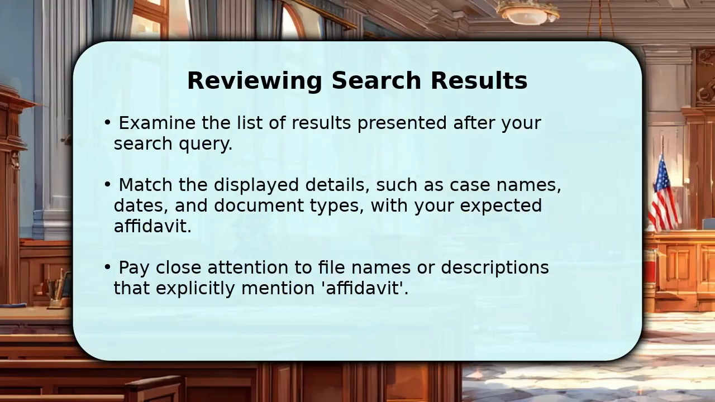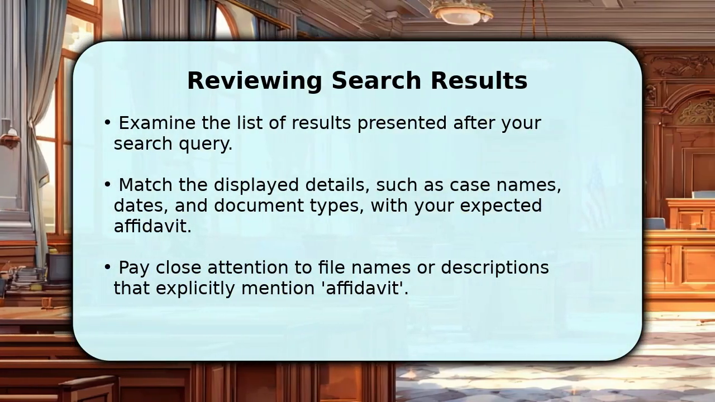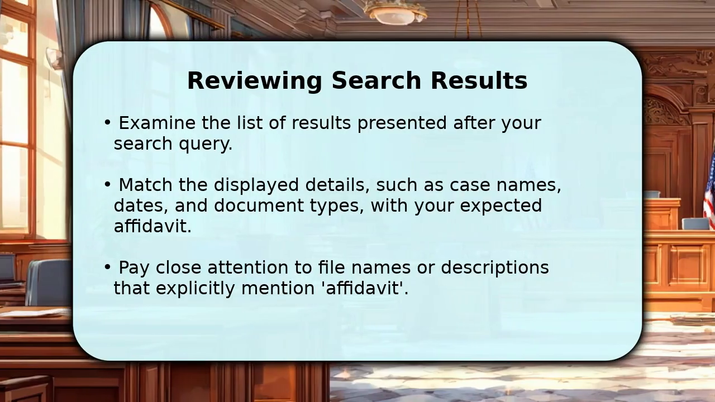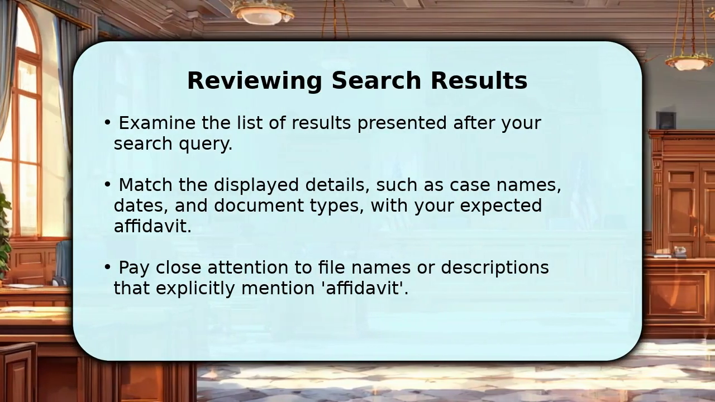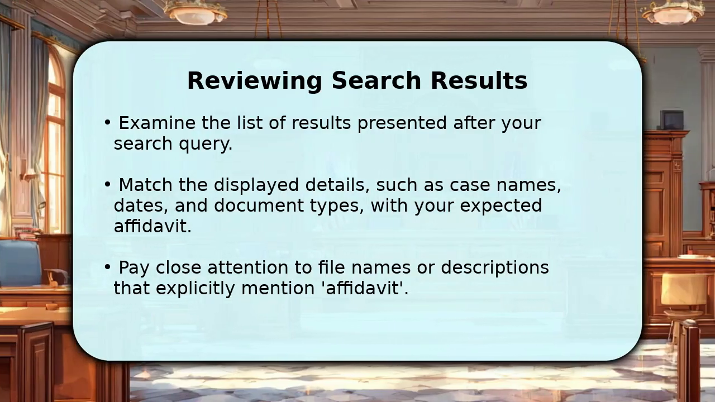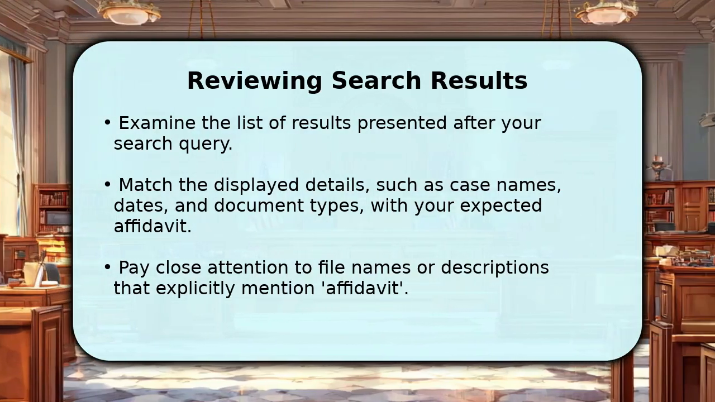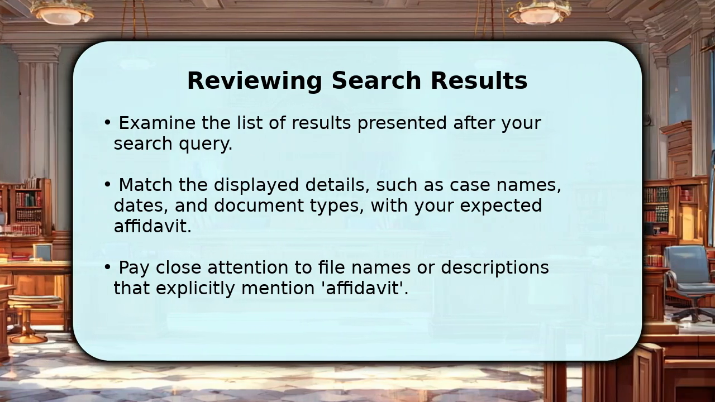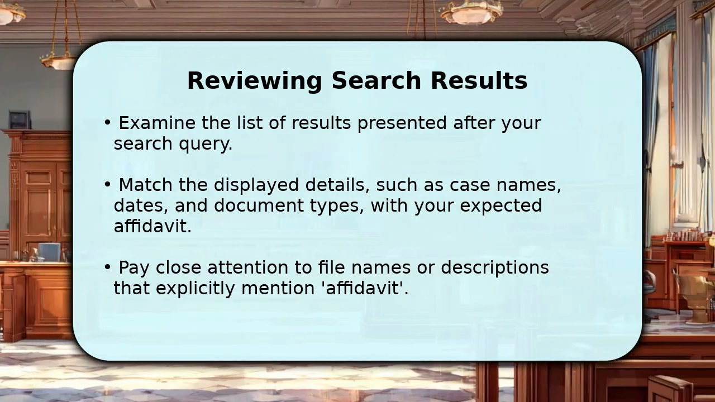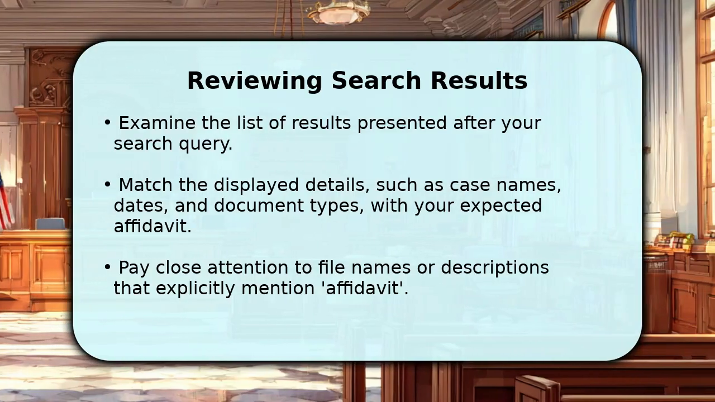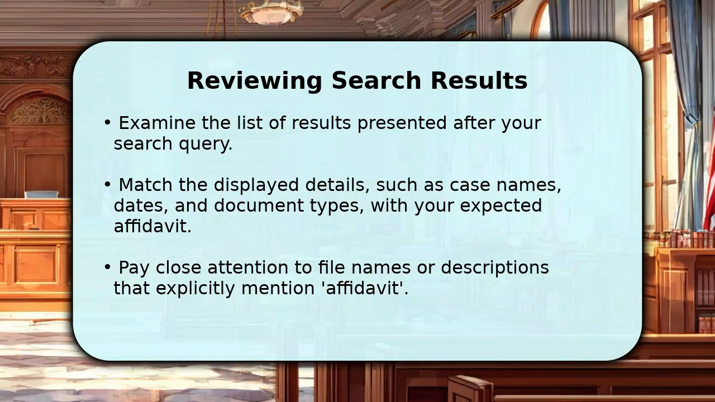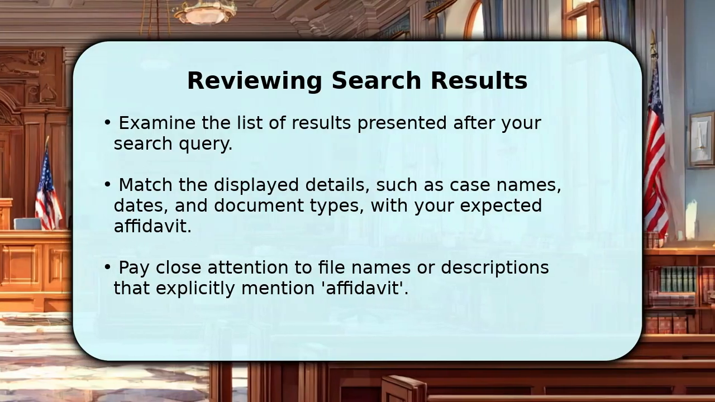After submitting your search, a list of potential documents will likely appear. Take your time to carefully review each entry on this results page. Look for key identifiers like the correct case name, the filing date, and specifically any mention of affidavit in the document description or title. Confirming these details ensures you are selecting the relevant record from the search output. This step prevents opening an incorrect document.